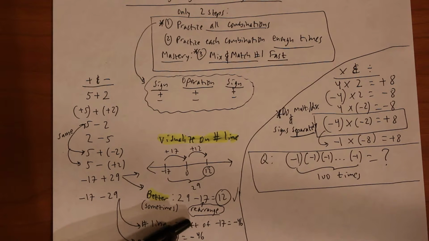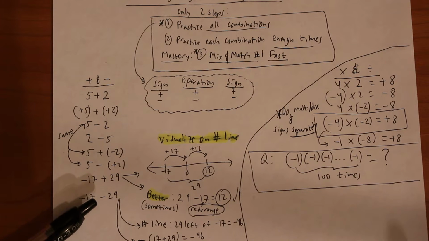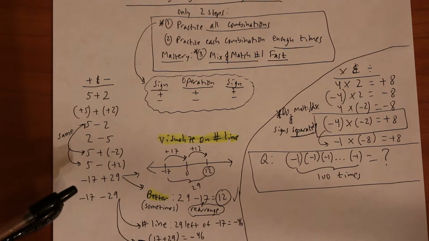So basically we've rearranged the problem. So if you have negative 85 plus 103, I would think of it as 103 minus 85. So those are the two methods you can use. They're both pretty good. I prefer this one. But in some cases, it depends on the problem. That's why you guys have to practice all the combinations.